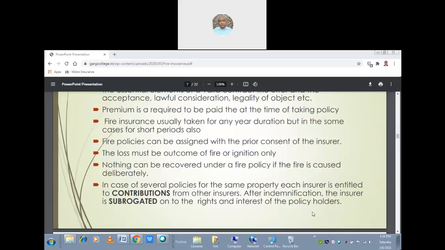When there is one subject matter, all 3 will share it, or one will give it but he can take from the other 2. That is called the doctrine of contribution. So in case of several policies for the same property, each insurer is entitled to contribution from the other insurer. After indemnification, the insurer is subrogated to the rights and interests of the policy holders.